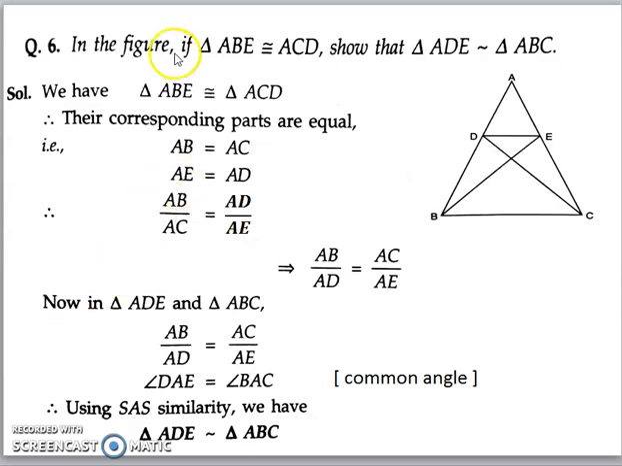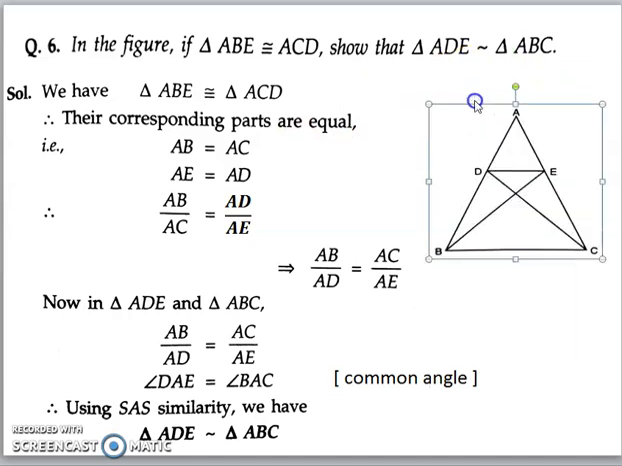So by AA similarity criteria, we can say that the two triangles are similar. Now with the sixth problem, in the figure, triangle ABE and triangle ACD are given congruent. So since the triangles are congruent, I can say all their corresponding parts are equal. All their corresponding angles are equal and all their corresponding sides are also equal. So from there, I get AB and AC equal corresponding sides. Another set of corresponding sides are AE and AD. They are also equal. You have to show that these two triangles, ADE and ABC, are similar.